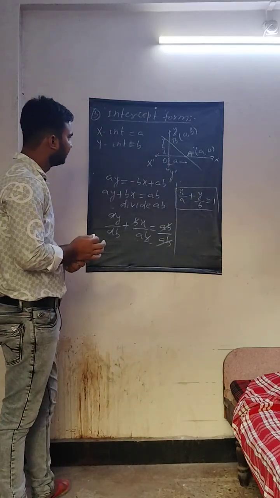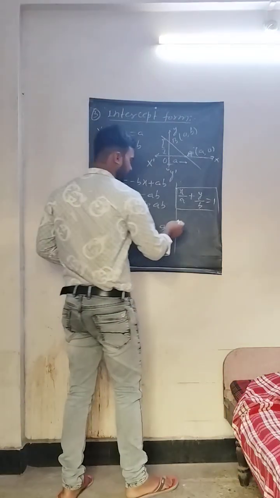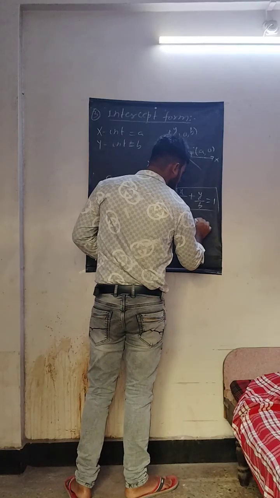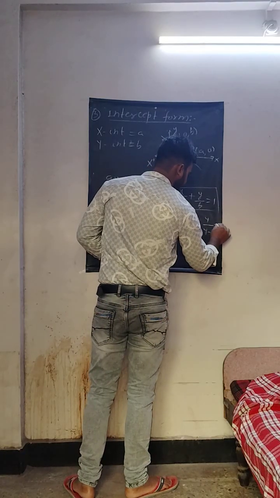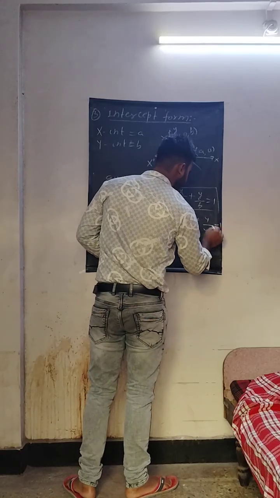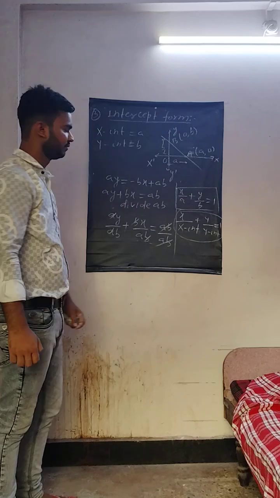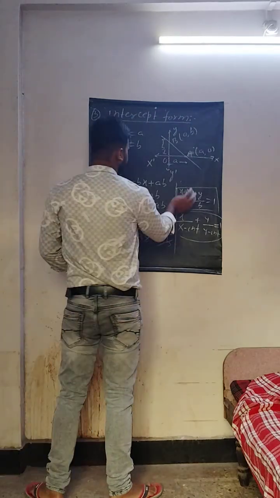This form is called the equation of a straight line in intercept form, also written as x by x intercept plus y by y intercept is equal to 1. Very important.